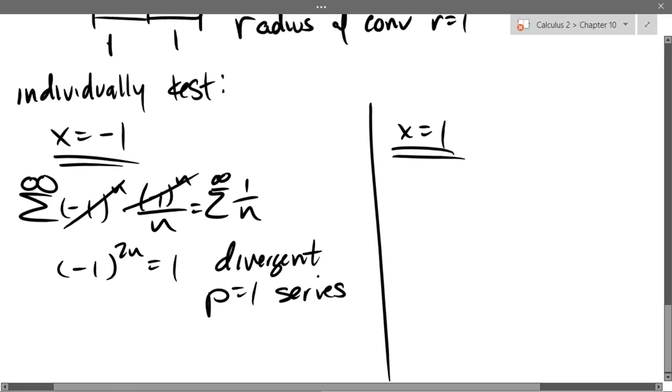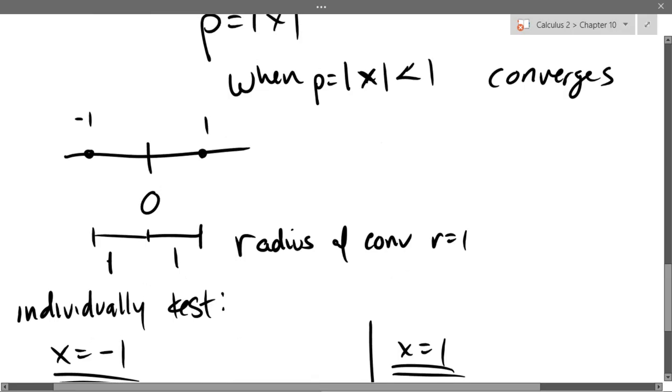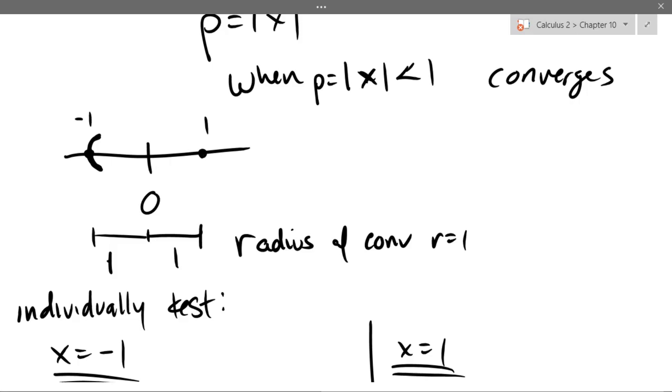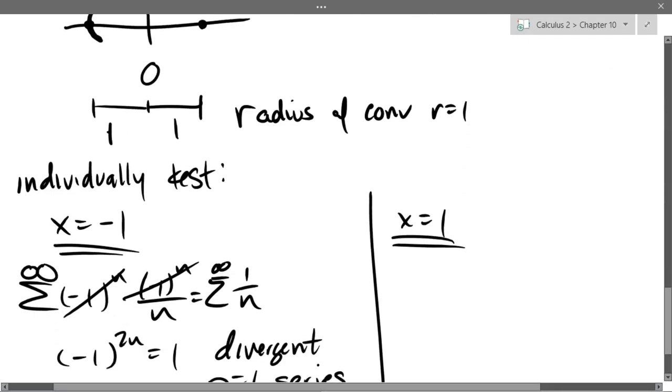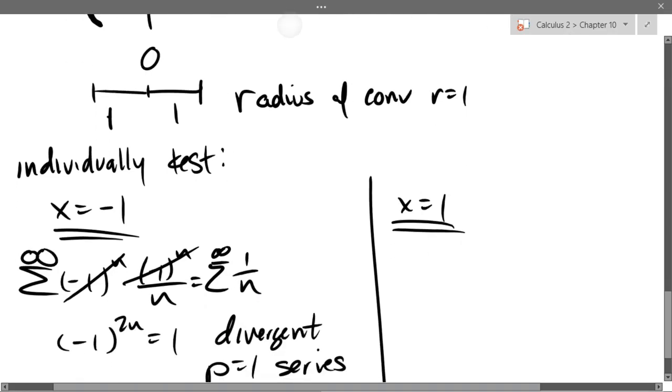So I can now say, it does not converge at negative 1. So I'm going to go open over here, not closed. So we threw out negative 1. So I want you right now to test positive 1. Should be even easier. So test positive 1. I'll be nice enough to write it down for you.